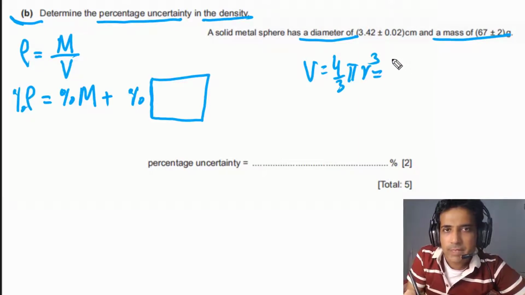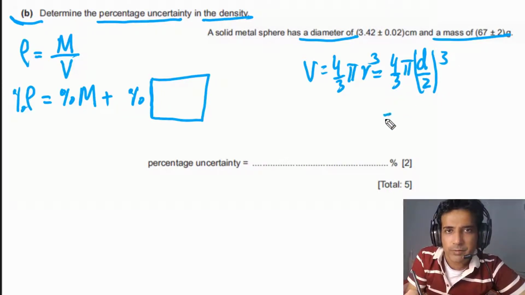For this question, we have diameter, so we can write this in terms of diameter. Radius is equal to diameter divided by 2. We need to take the cube of this. If we simplify this, we get 4/3 pi d cubed divided by 8.